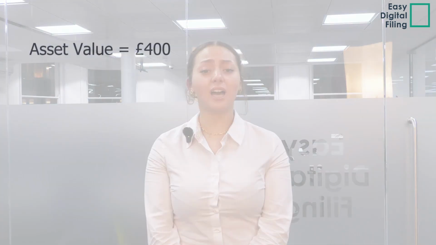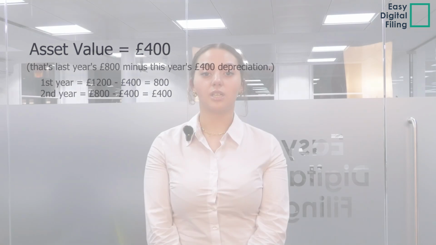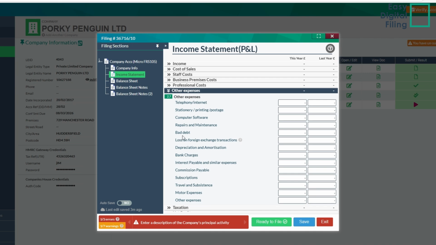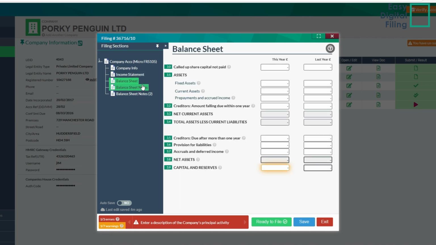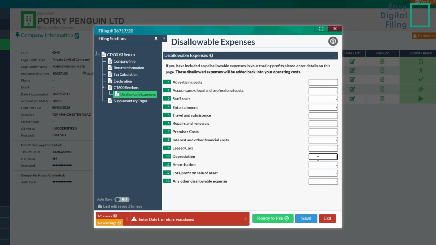Year 2 and beyond. In your second year, you continue with the same £400 depreciation charge. Your asset value becomes £400, that's last year's £800 minus this year's £400 depreciation. You record it exactly the same way. £400 in profit and loss, £400 remaining in value in fixed assets, and £400 as a disallowable expense in the CT600. By year 3, the asset is fully depreciated to zero.